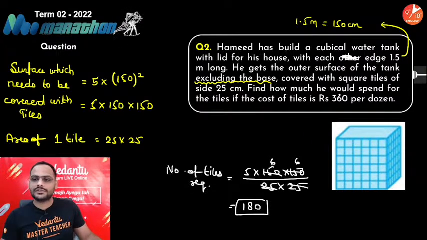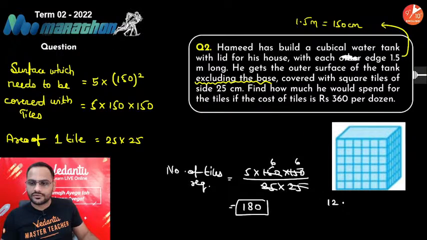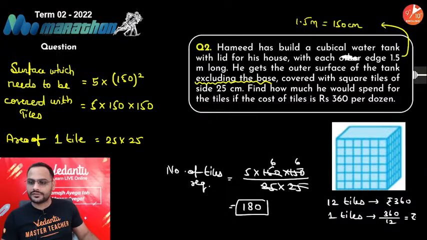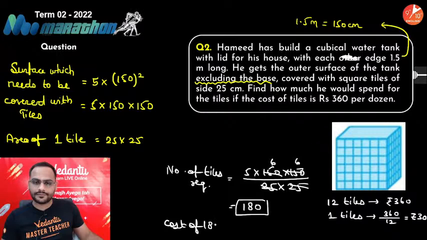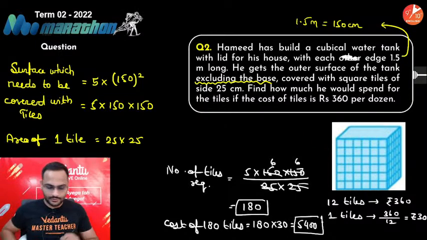Now, how much would he spend for the tiles if the cost of tiles is rupees 360 per dozen? Dozen means 12 tiles. So the cost of 12 tiles is rupees 360. So the cost of one tile will be 360 by 12, which is rupees 30. So the cost of 180 tiles will be 180 into 30, which is equal to 5,400. Right? This is going to be your final answer.